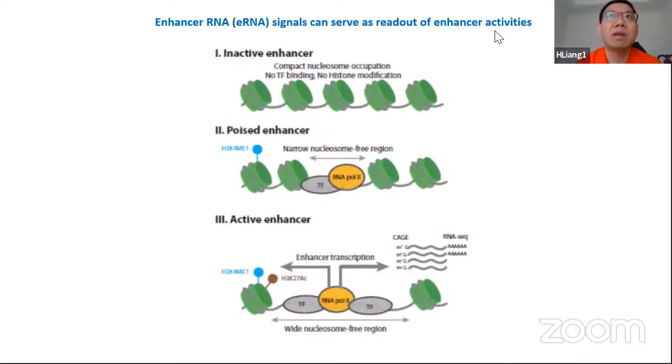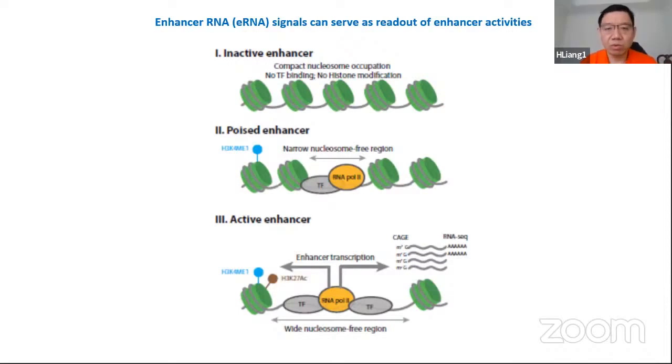not very convenient, especially for large-scale clinical samples. One alternative way to quantify enhancer activity is to quantify the enhancer RNA, or eRNA, signal. From this figure, you can see that for an inactive enhancer, the enhancer region is well wrapped around nucleosomes. In a poised enhancer, there's only a very narrow nucleosome-free region. But when the enhancer is fully activated, you have a wide nucleosome-free region.